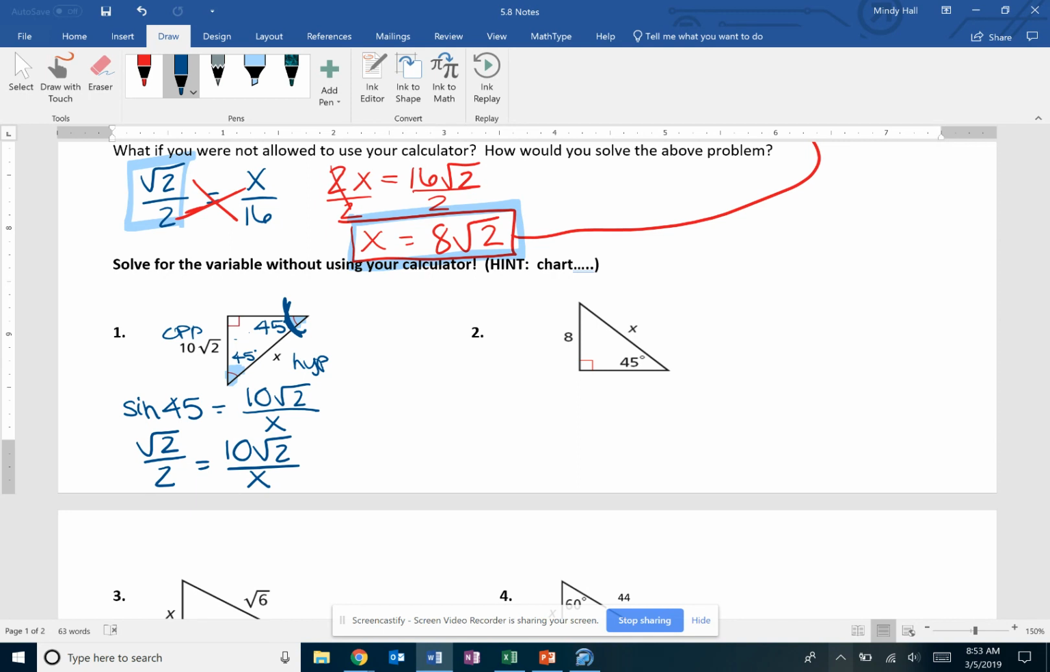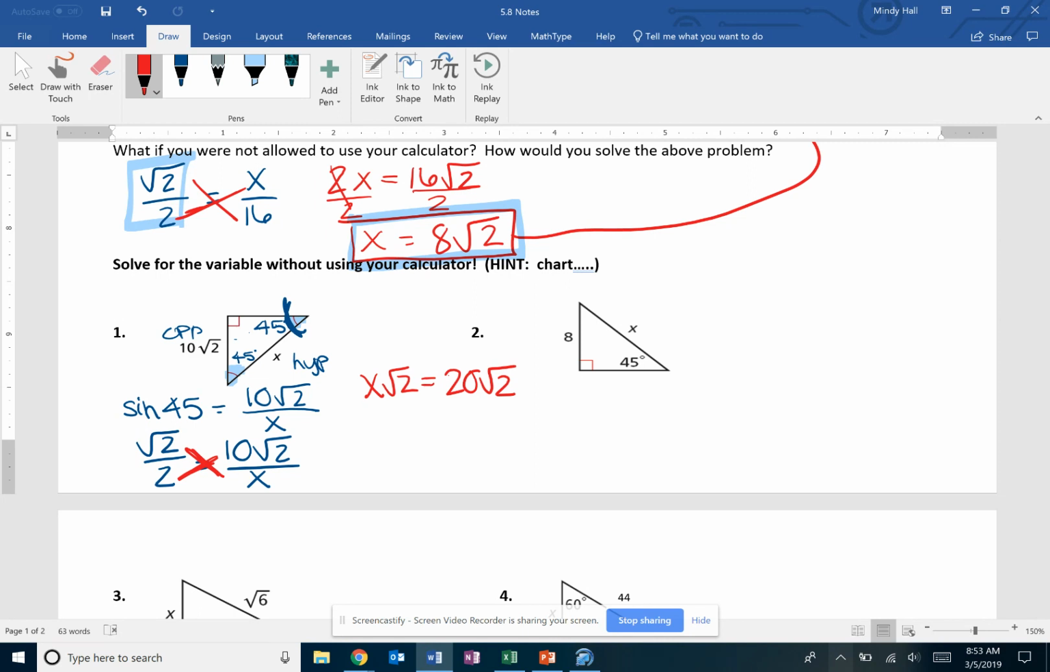So we're substituting in values. Okay, so now that we have that, we're going to cross multiply. So x times square root 2 is x times square root 2. And that's going to equal 2 times 10 square root 2. So 2 times 10 is 20. And then you just keep the square root 2.